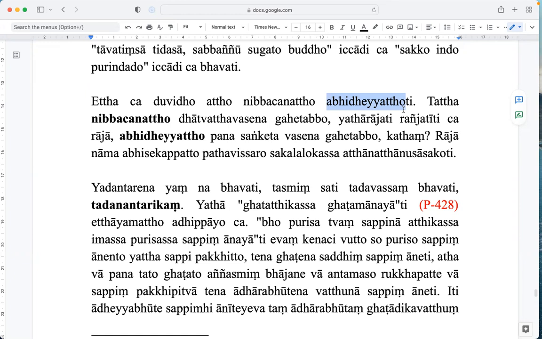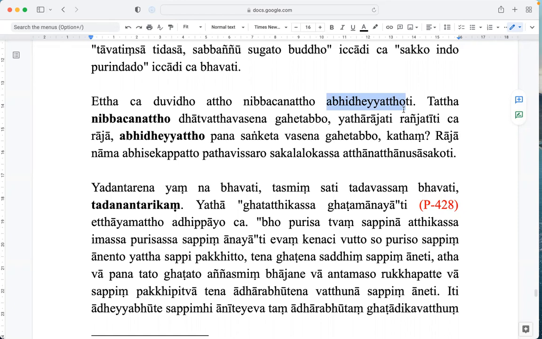So also Rajaburiso, Renyaburiso. Rajaburiso, a man of the king, is Nevajanata. But for example, soldier or officer or something like that is Abhidhyata. So two kinds of meaning here. Among them, what is nevajanata? Dadutta vasena gahitapo. So nevajanato is, the meaning should be taken.